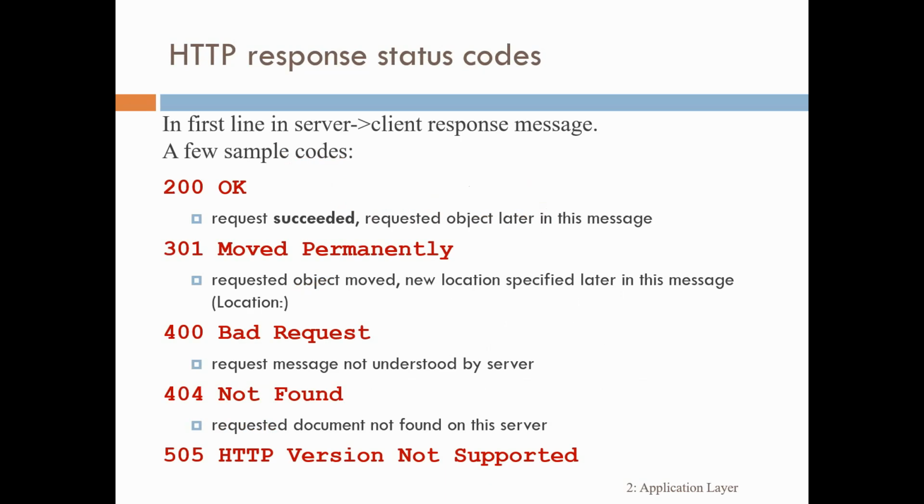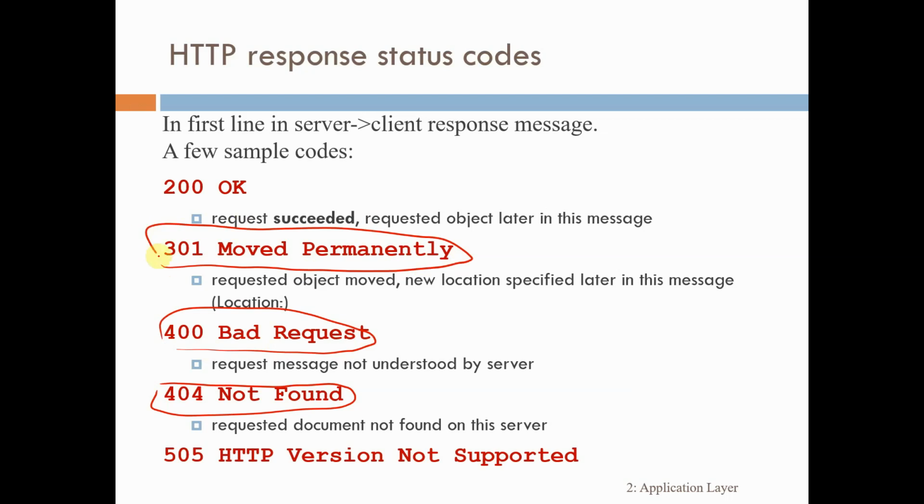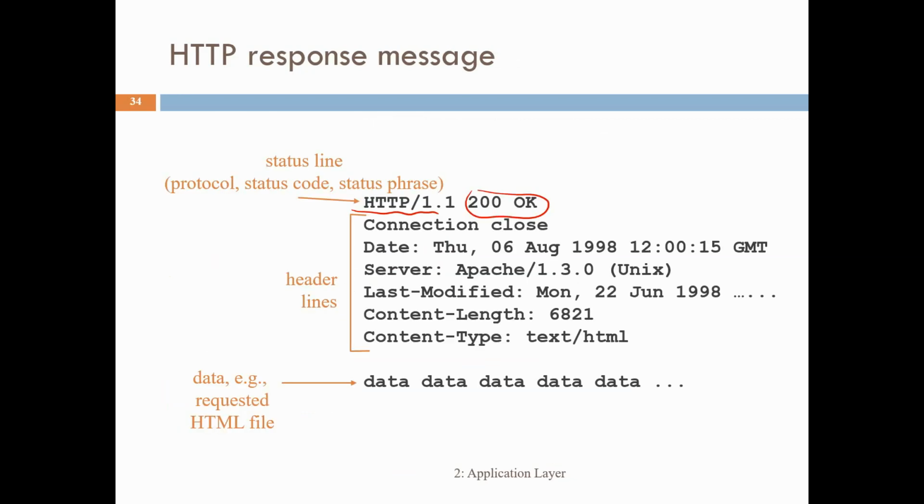There are a bunch of status codes that indicate different meanings. For example, 404 not found. That's something we are very familiar with. It means that the server did not find your object. 400 bad request. It means that the message was not understood by the server. There was a syntax issue. 301 moved permanently. It means that the object is no longer there. And 505 version not supported, meaning that you are using a different HTTP version than the server is expecting. Okay. After the status line, you also have a bunch of header lines.